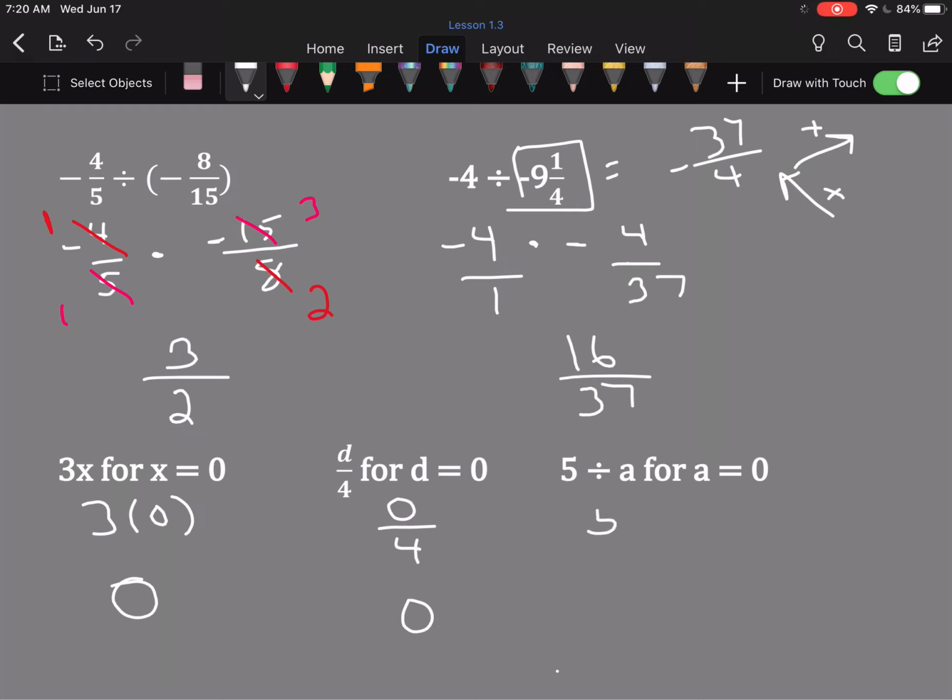And last we have 5 divided by A, for A being 0. This is the trick. You cannot divide by 0. On most of your calculators, it might say divide by 0 error. It might say undefined. We want to say undefined. You cannot divide something into 0 parts. So 5 divided by 0 is undefined.